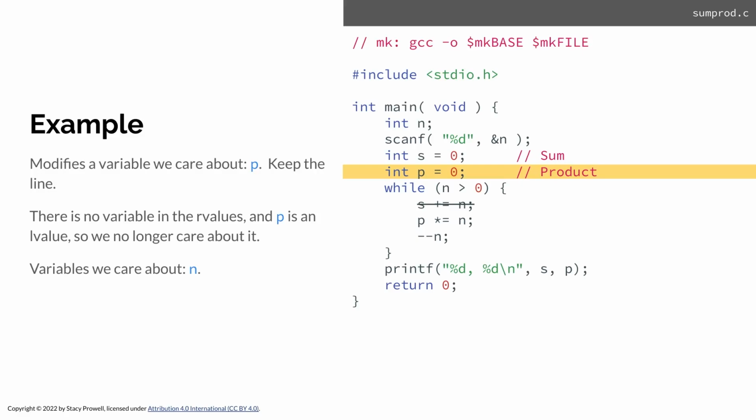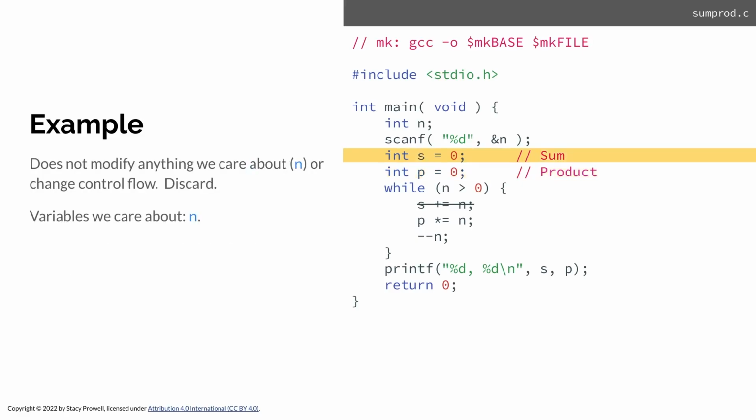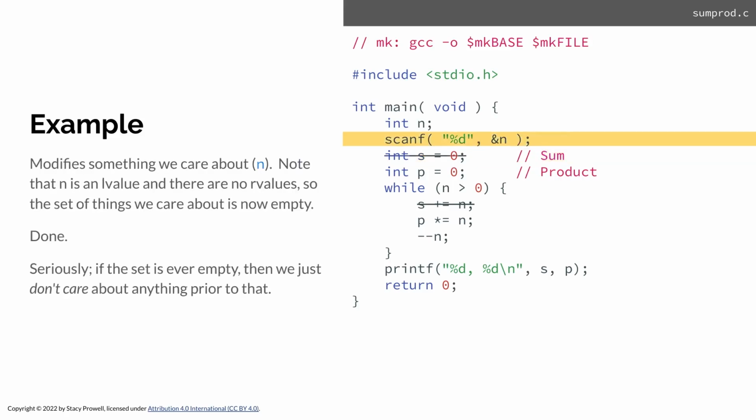P is an L value, so we take it out of the set. There are no R values except the literal 0. So our set is now just N. We move back one more. We're setting S. The care set only contains N. S is not in it. We throw this line away. We move back one more.